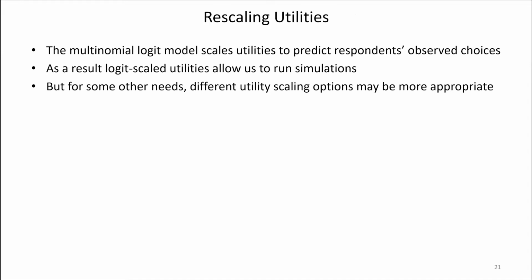When the computer generates the utilities, it generates them to fit in the multinomial logit model, and that scales them in a way that allows us to predict choices mathematically. And as a result, having those logit scaled utilities allows us to run simulations, which is kind of neat. But for some other needs, we have some other scaling options. Most of us weren't born knowing how to look at a set of utilities and interpret them as fitting in the multinomial logit model. We don't do the exponentiation steps and so on in our head that allows those utilities to be useful in that way.